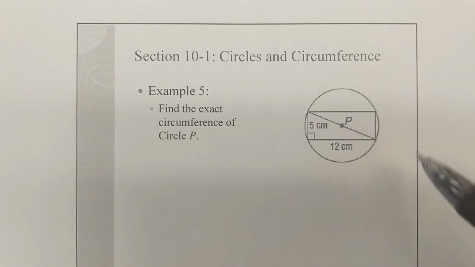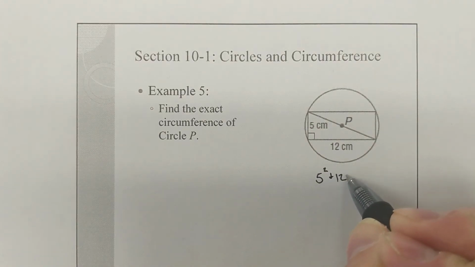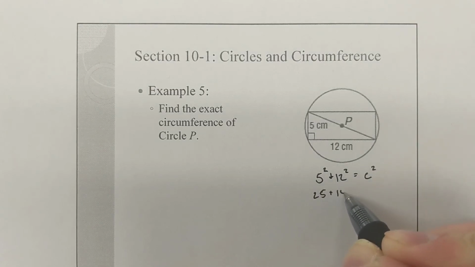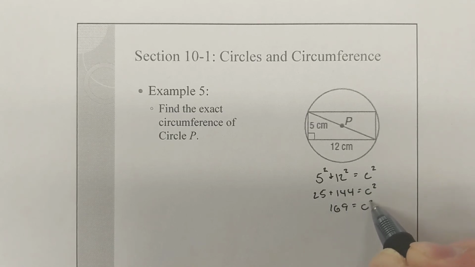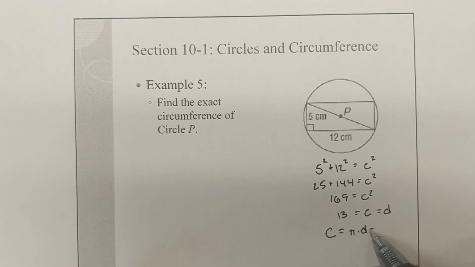And if this triangle is a right triangle, a squared plus b squared is equal to c squared. So 169 is equal to c squared. Take the square root, which means c is 13, which is also my diameter value. And if I know the diameter, the circumference is equal to pi times d, which is pi times 13.